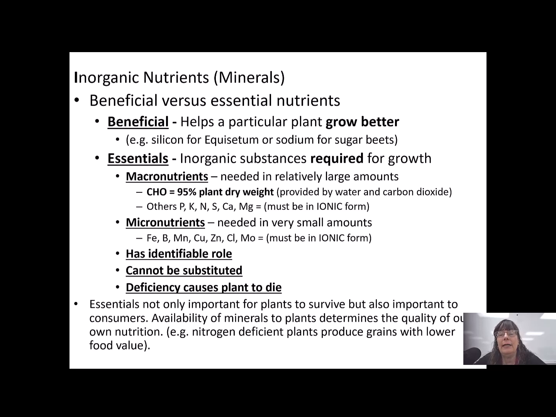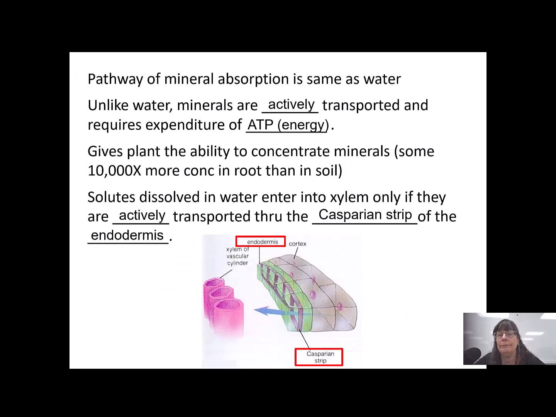They cannot be substituted. So you can't say, well, carbon is an essential element, but we can just give them gold instead. You can't do that. They can't be substituted. And then, of course, the last one is that deficiency causes the plant to die. So without it, they're going to die, hence the essential part of it. So essential elements are not only important for those plants, but they're important for us, the consumers who eat the plants, because how many minerals are available to the plants determines the quality of the minerals that we get from the plants. So for example, plants that are nitrogen deficient, the grains that they produce are not as high in food content that's good for us.